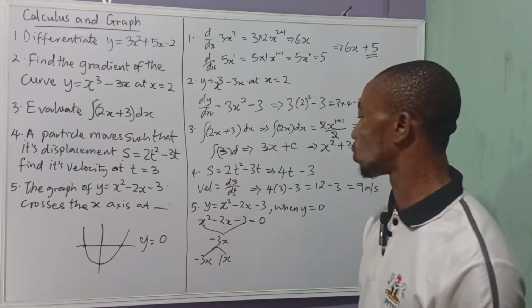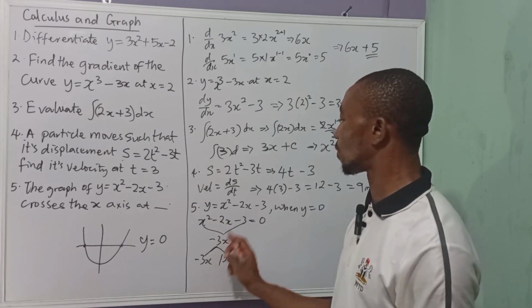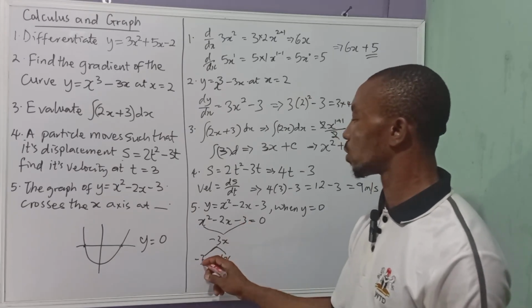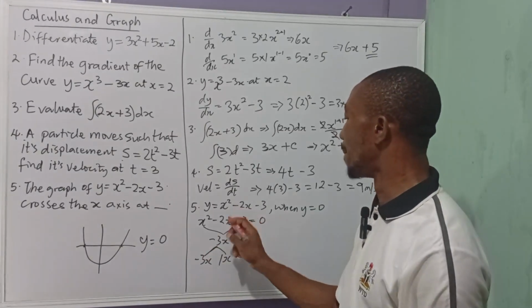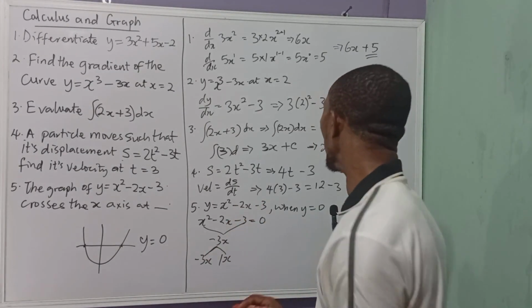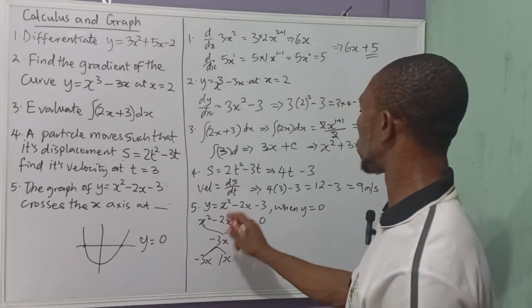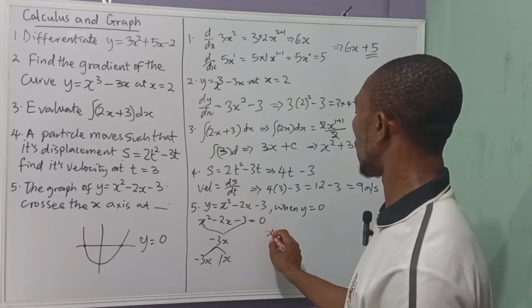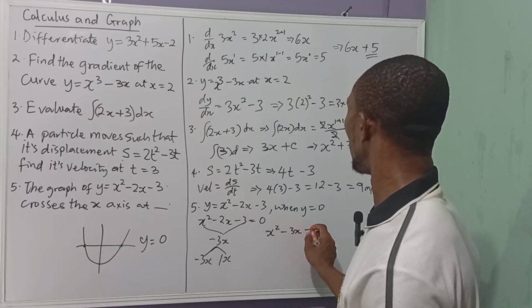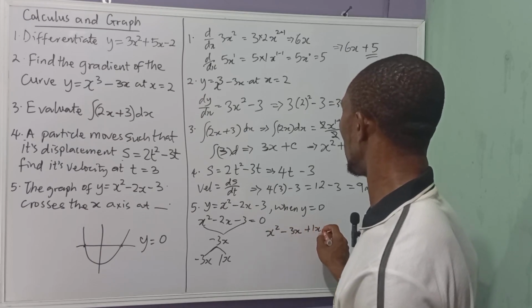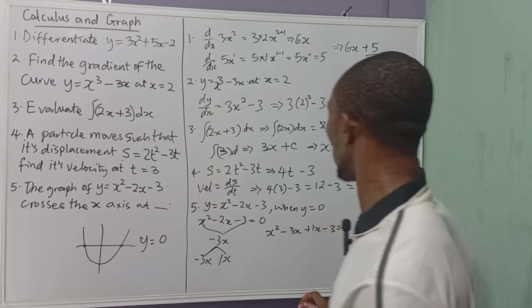So 3 times 1 gives us minus 3, and 1 plus minus 3 gives us minus 2. So substituting back here, we have x squared minus 3x plus 1x minus 3 equals 0.